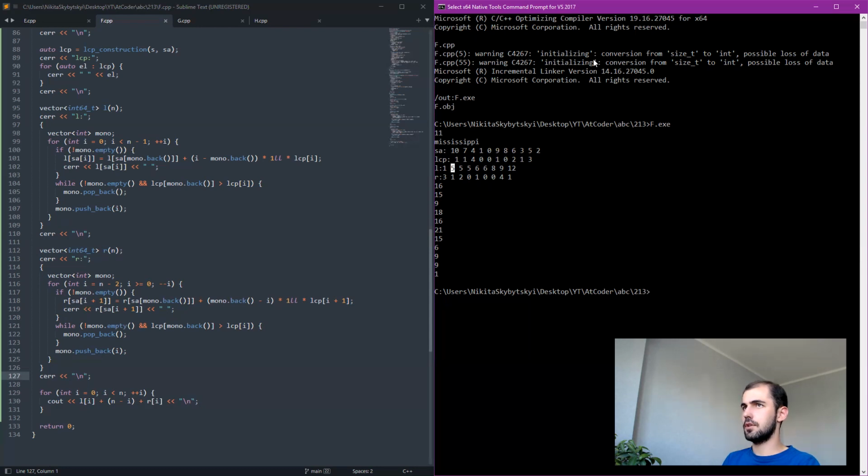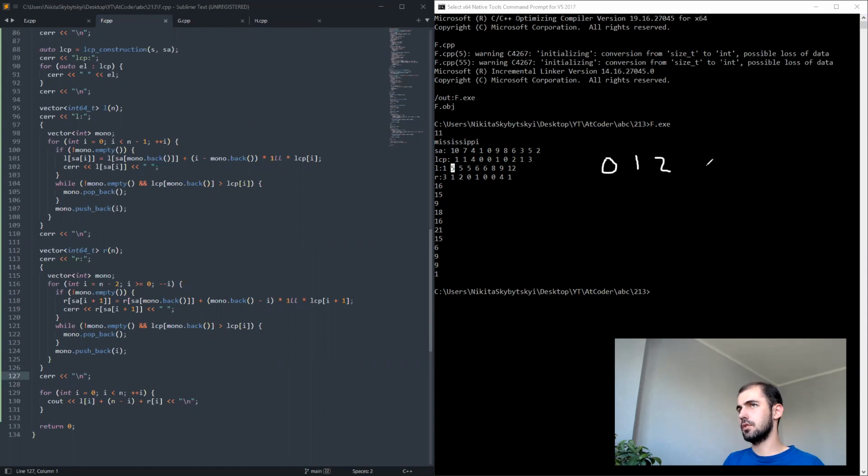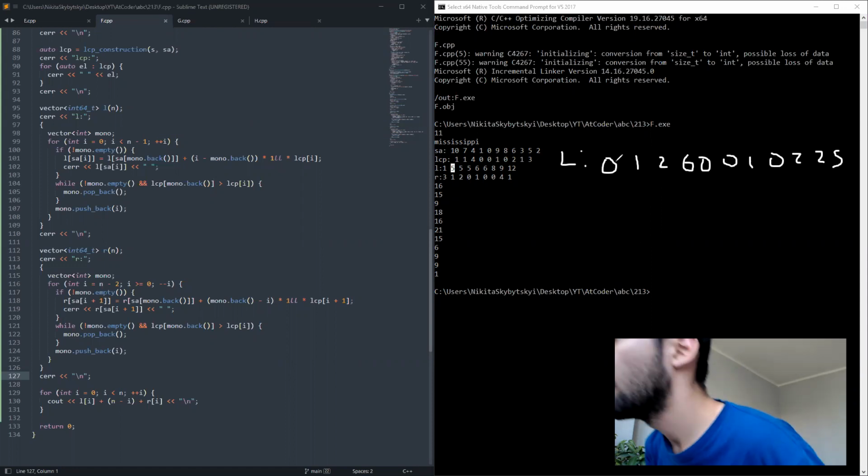You see, what I wanted from left is to be the following. So LCP is like this. So I want from this one, there is nothing to the left. Then 1, then 2, then 6, and 0. 0, 1, 0, 2, still 2, 5. That's what we want from left.